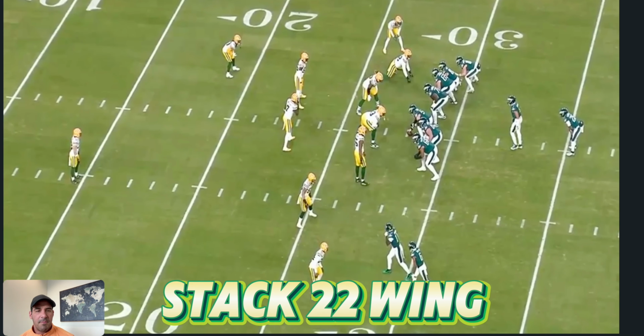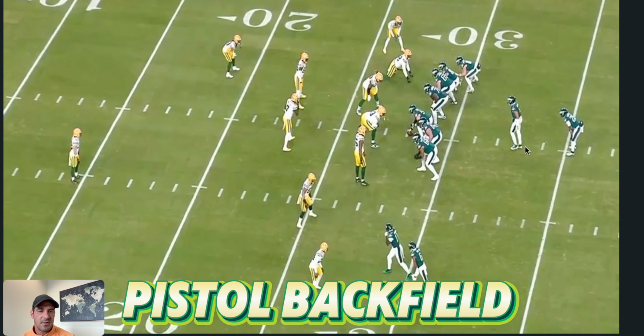All right, and the backfield set is pistol. All right, this is pistol because the back is lined up directly behind the quarterback. So it's a straight line from the center through the quarterback to the back, like a pistol shoots straight. If the back was offset to one side or the other here, that would be shotgun because shotguns spray out wide. All right, so this is pistol backfield.